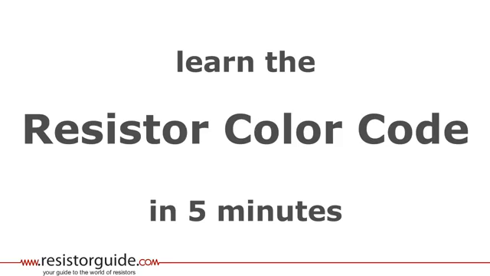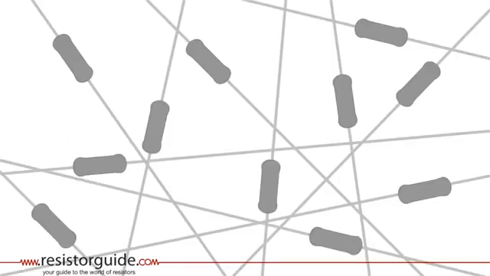In this video you will learn in 5 minutes the basics of the resistor color code and how to use it for different types of resistors. These are resistors. These resistors have no markings, therefore it is not easy to find out the resistance values.